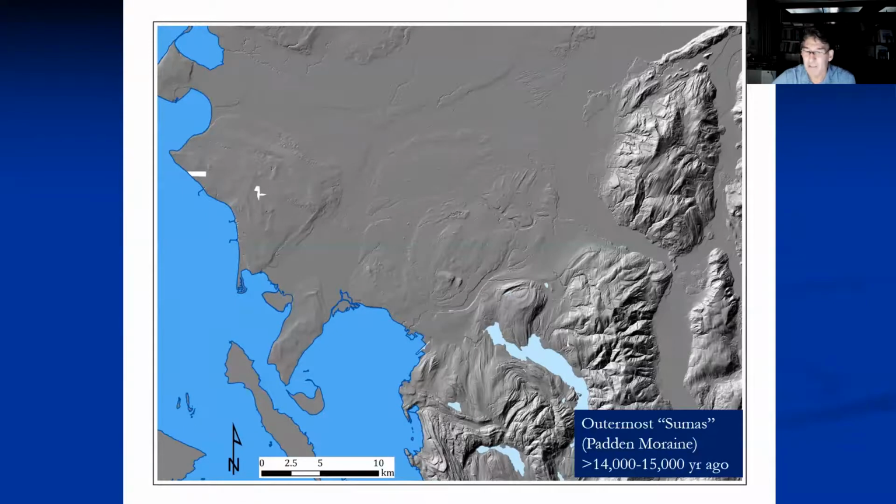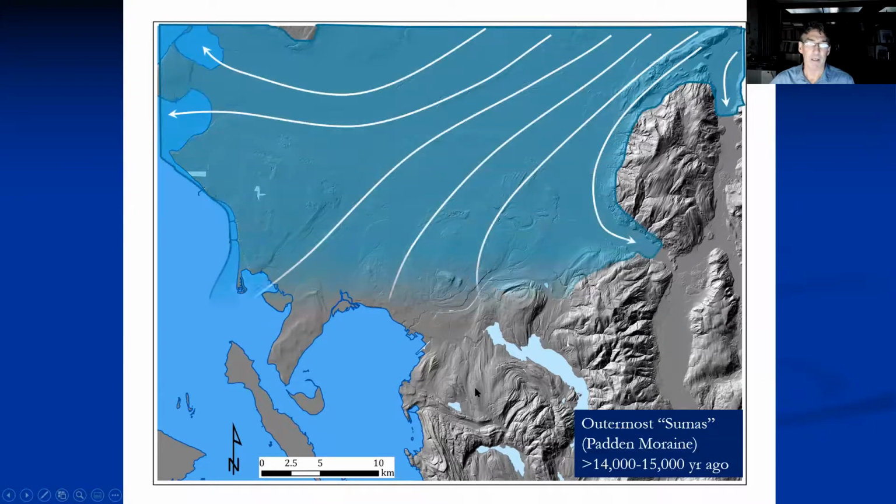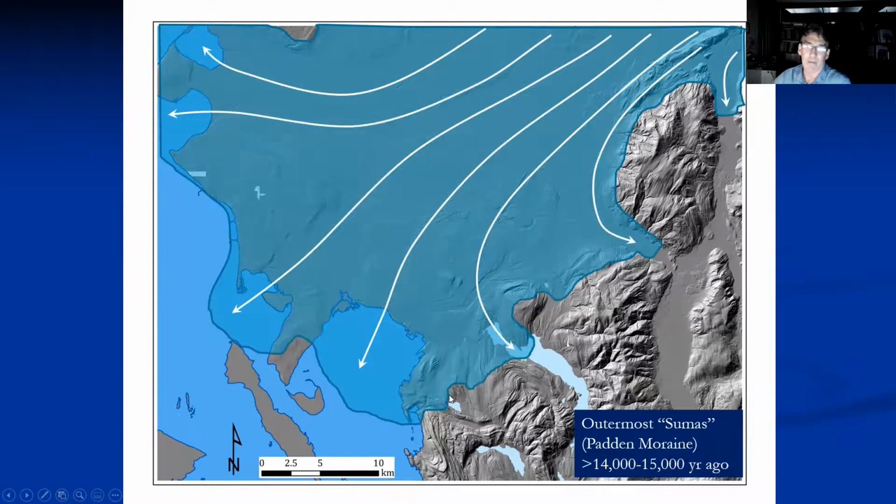The basic story that I've come up with my colleagues is that outermost moraine, we call it the Padden moraine. This is something also that Ralph Haugerud and Dori Kovanen have mapped as well. And they have a beautiful map out, by the way, that you guys should know about. That maximum position of possible Sumas ice might have looked something like this.